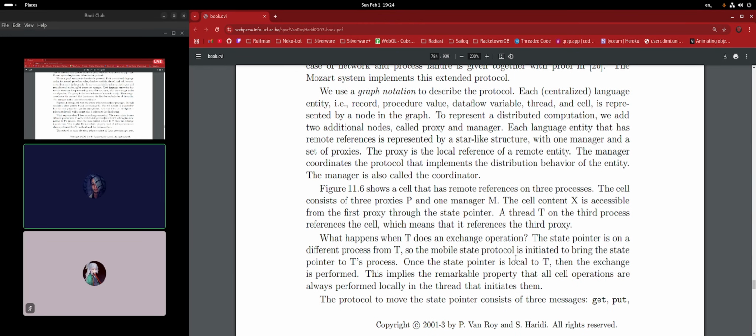So the mobile state protocol is initiated to bring the state pointer to T's process. Once the state pointer is local to T, then the exchange is performed. This implies the remarkable property that all cell operations are always performed locally in the thread that initiates them. Yeah, of course, because this is not the stationary version, right? So we are actually going to exchange the ownership of this to whoever wants to do the operation. So you have to do that.